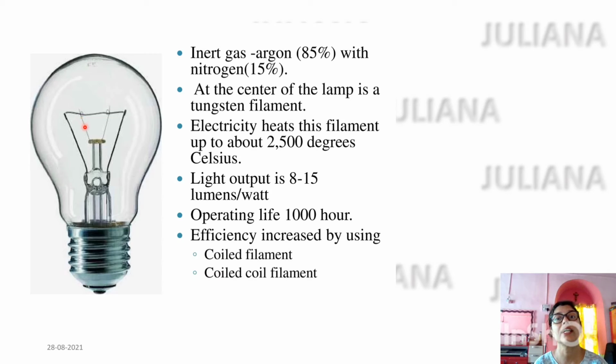Now electricity will heat this filament up to about 2500 degrees Celsius, which is very high. Tungsten has a very high melting point, so it will not melt at this point. Light output will be 18 to 15 lumens per watt. Operating life will be about 1000 hours. Efficiency is increased because of this coiling. The coiled filament will increase the efficiency of this bulb.